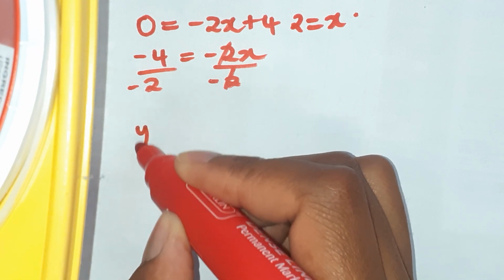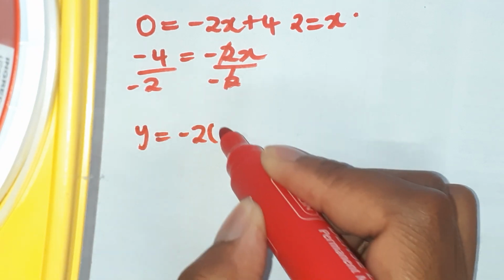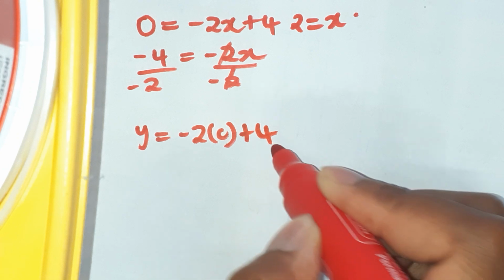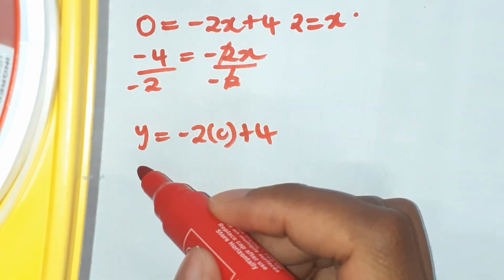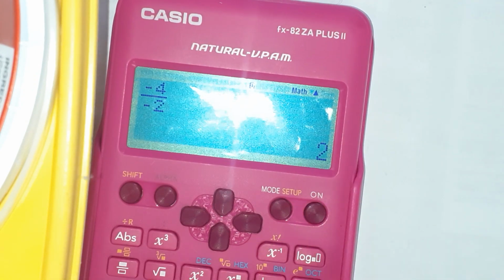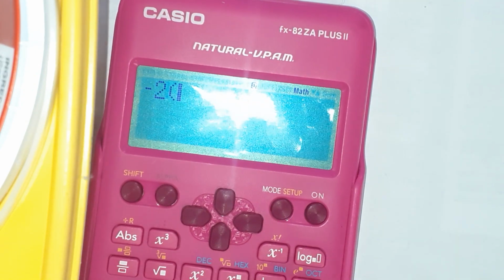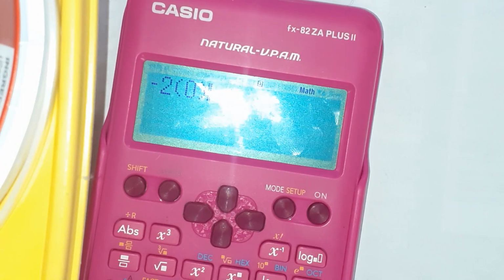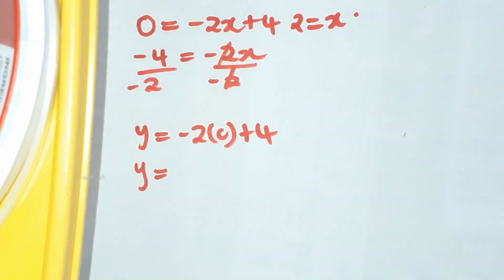Now let's say we want to get y. We'll say y equals negative 2 times 0 plus 4. You just put that into the calculator and you find that negative 2 times 0 plus 4 equals y, and that is 4. So y equals 4. So can you see, guys, with linear, how we determine the equation of the graph, and how we find x and y values?